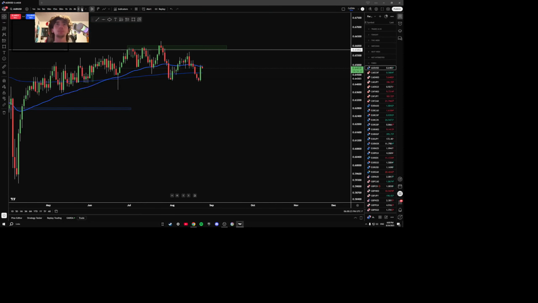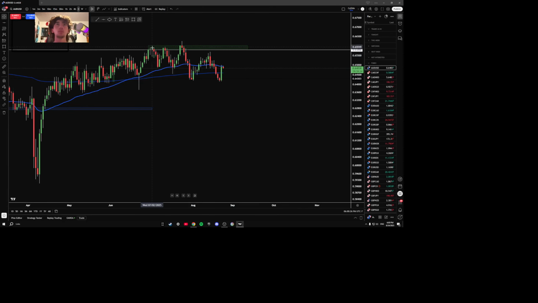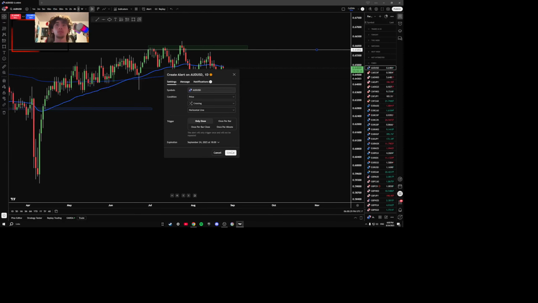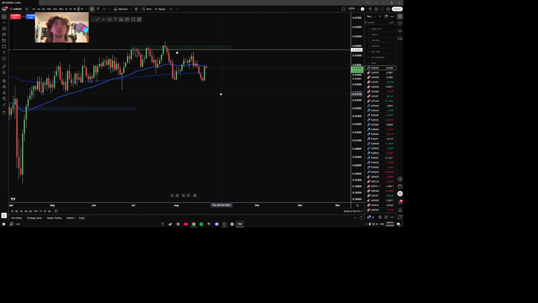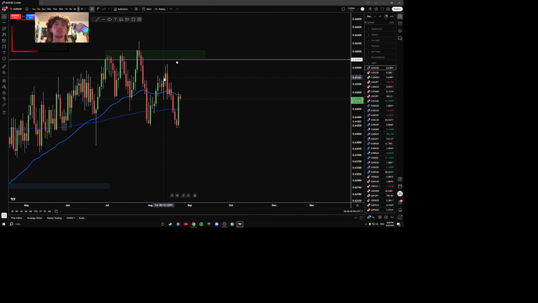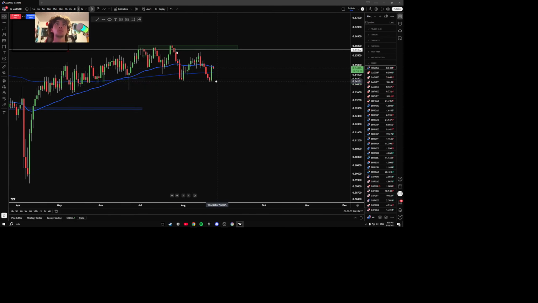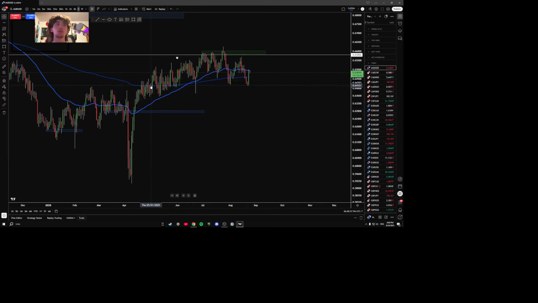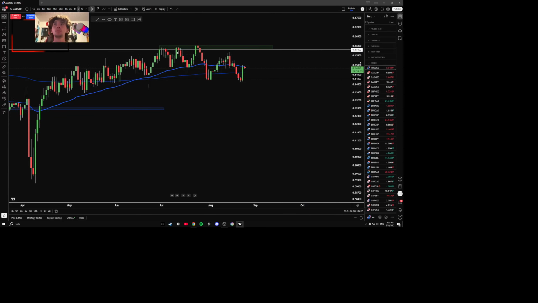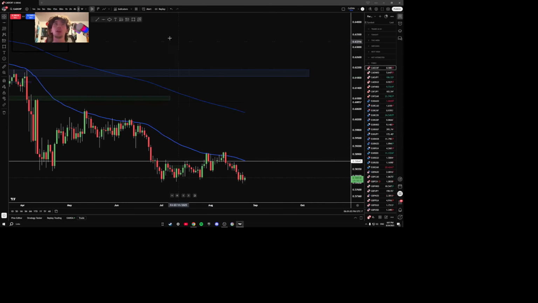AUD USD. Good area of interest up here. Not too interested in this. We'll see if it goes up there for this week. CAD CHF.